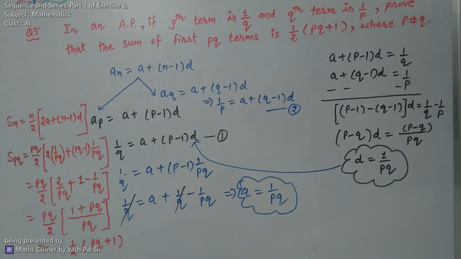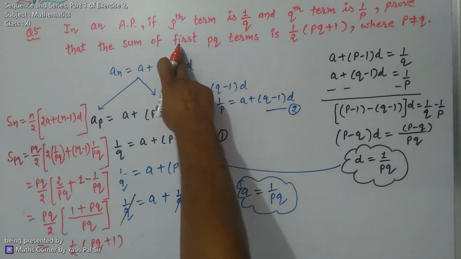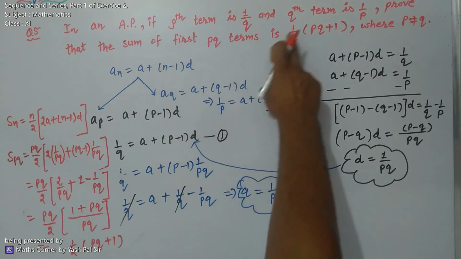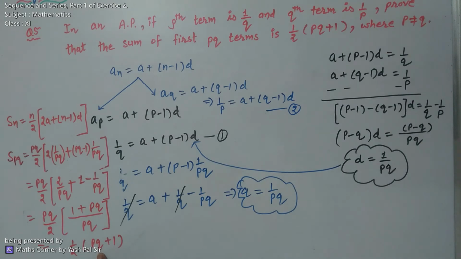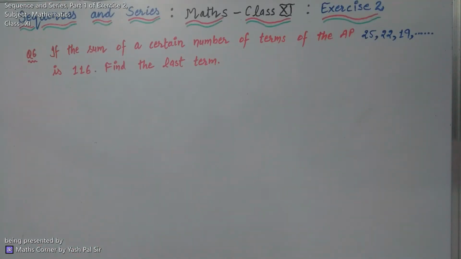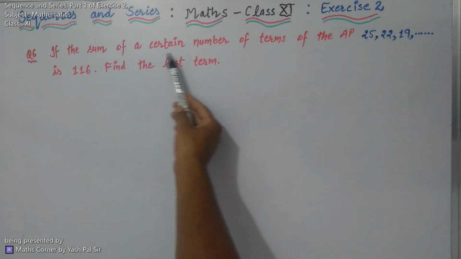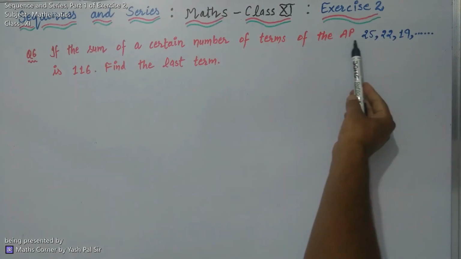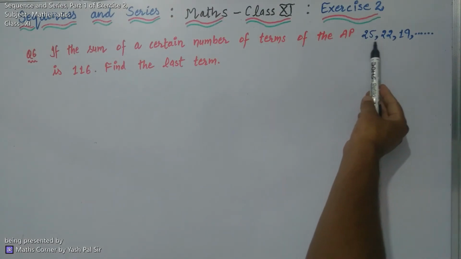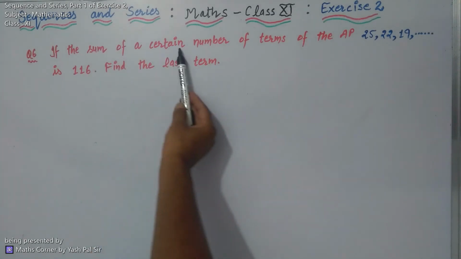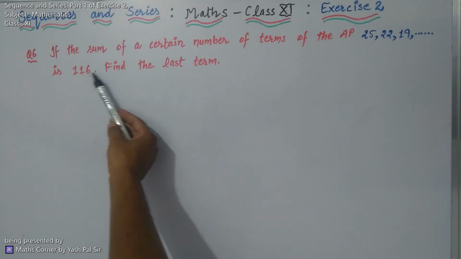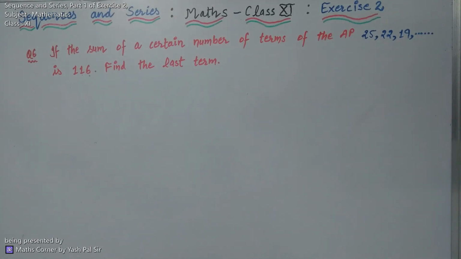So what was our question? Show that the sum of first pq terms is 1 upon 2 pq plus 1. Hence the result. Question number 6. If the sum of a certain number of terms of an AP 25, 22, 19 and so on is 116, find the last term.